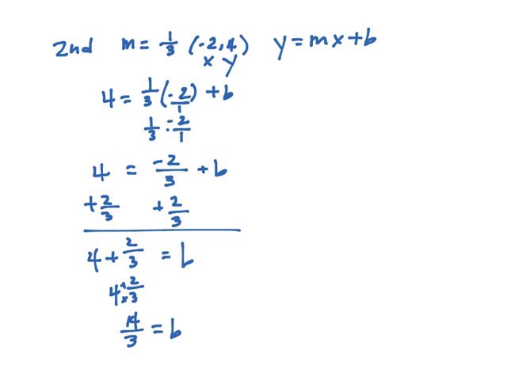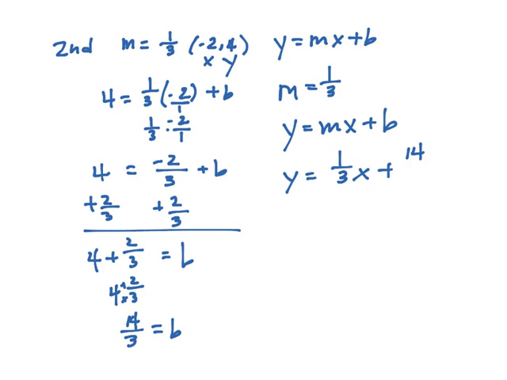fractions. So my slope, my original slope was m equals 1/3. I have my b. I can substitute it into y equals mx plus b. So y equals 1/3 x plus 14 over 3. And that's my final answer. Okay?